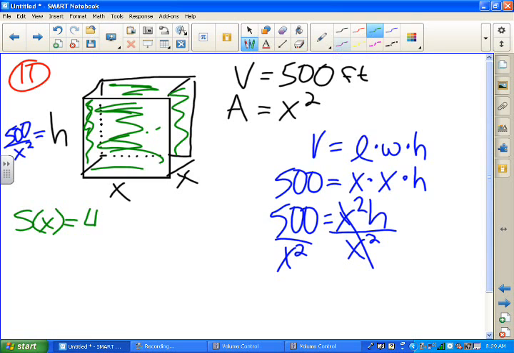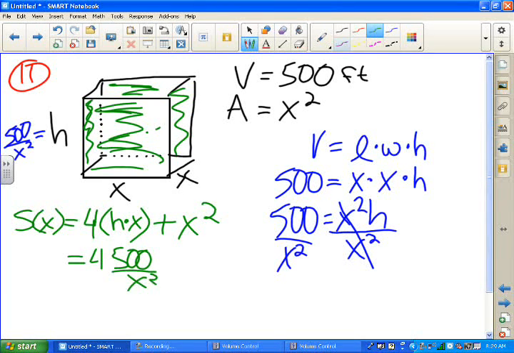You know what, let's just write that as h times x so you can see the connection. So it's h times x plus x squared, which is the base. Now if we had a lid on that, we'd say 2 times x squared. Now I'm going to plug in what h is. H is 500 over x squared.